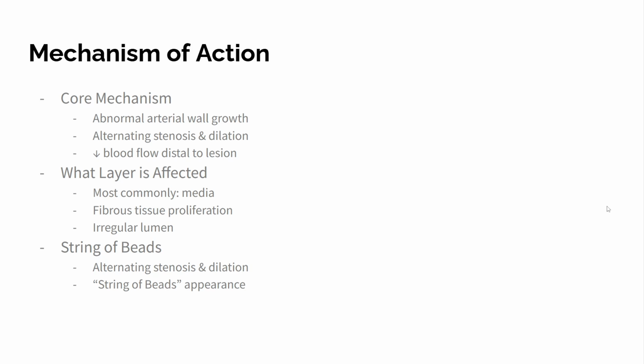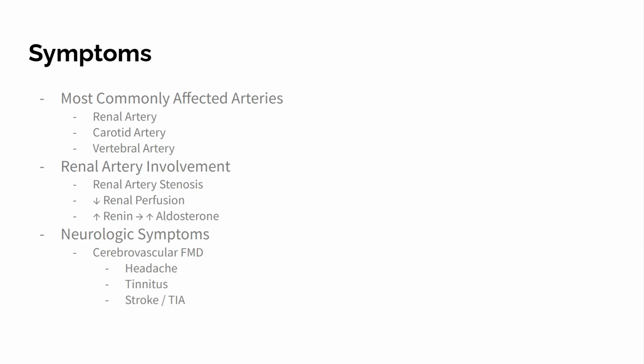And this string of beads is very important. It's like the hallmark feature of FMD, and it represents the alternating stenotic and dilated segments of the artery. It's obviously seen in CT angiography and even MR angiography. The most commonly affected arteries are the renal arteries, followed by the carotid and vertebral. But to be honest, you just have to know it affects the renal arteries 9.9 out of 10 times.